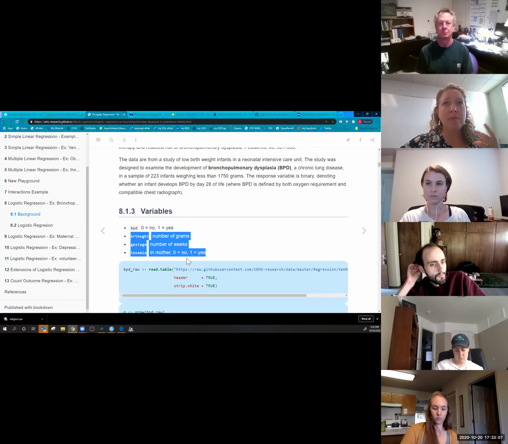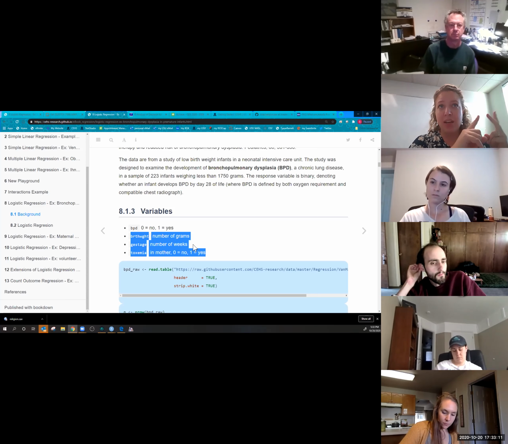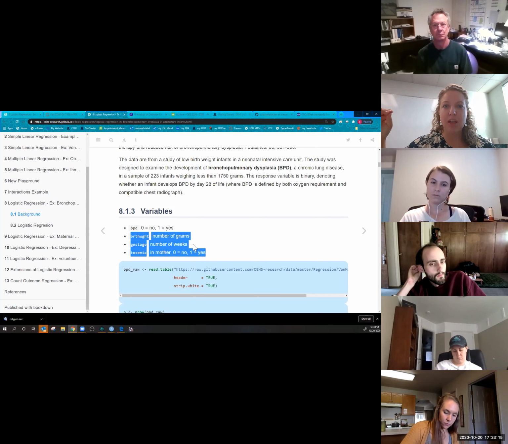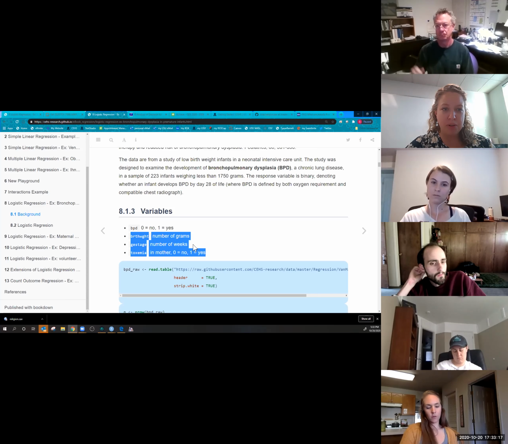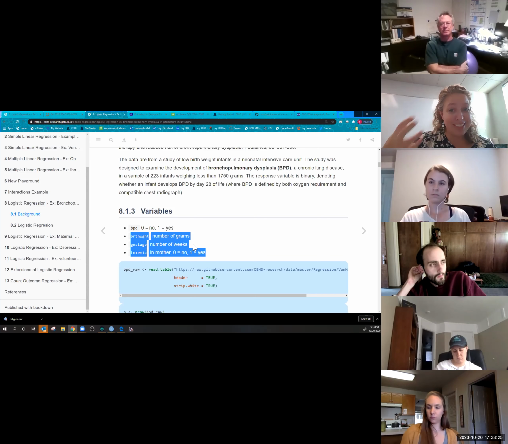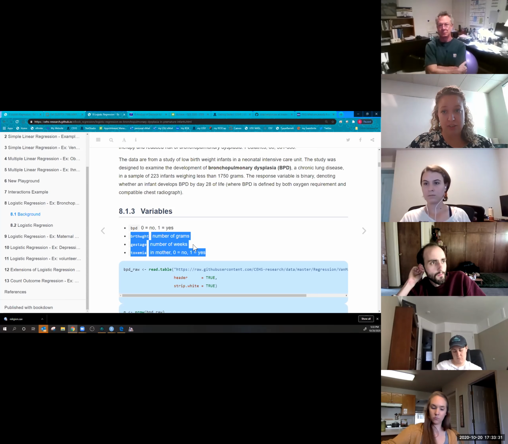So some of our predictors are continuous: birth weight in grams, gestational age in weeks. Those are continuous variables. But our other predictor variable, our independent variable, toxemia, is also a yes or a no variable. So logistic regression is like regular regression. Your predictors, your independent variables, can be continuous or categorical, or you can have some of each. It doesn't matter.